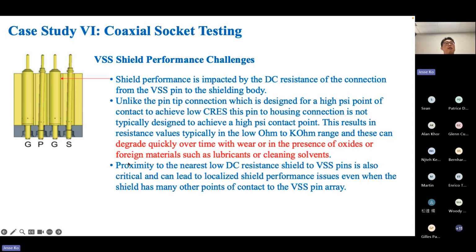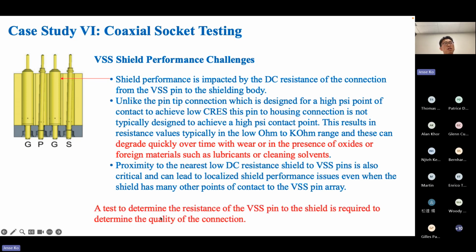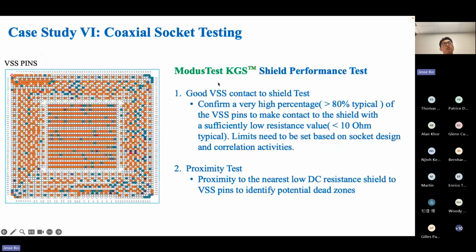And also, depending on the location of your signal pin of interest, it is very important to make sure you have good shielding around that particular pin. So proximity to the nearest low DC resistance shield to VSS pin is also critical and can lead to localized shield performance issues, even when the shield has many other points of contact to the VSS pin array. So a test to determine the resistance of VSS pin to the shield is required to determine the quality of the connection. With ModusTest KGS, we have developed a shield performance test.